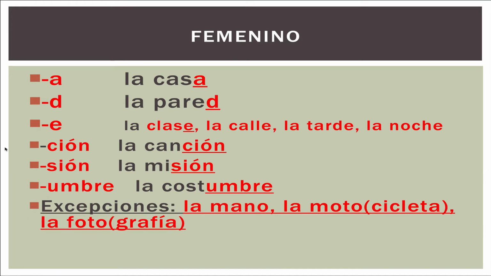Excepciones. You also have to memorize these 3 exceptions to the rules. La mano, la moto, la foto. La moto comes from la motocicleta. It's a shorter version; instead of motorcycle, you say the bike. Foto, from photography, also comes from the word fotografía. So it's a shorter version that ends in O, but they are still feminine words, both of them.